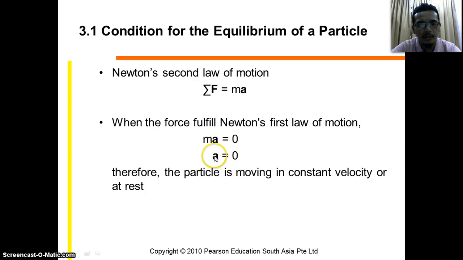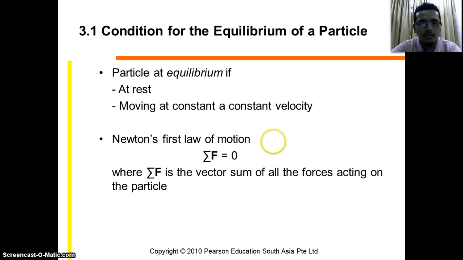So what does acceleration equal to 0 mean? If the particle has acceleration equal to 0, it means that the particle is moving at constant velocity. So final velocity equals initial velocity. Acceleration is the final velocity minus the initial velocity divided by the time interval. So that's why a equals 0. So if F equals 0, the condition of equilibrium has two conditions: at rest and moving at constant velocity.